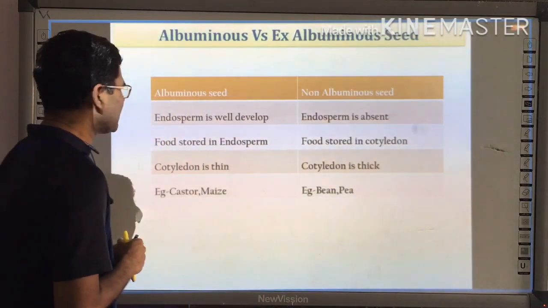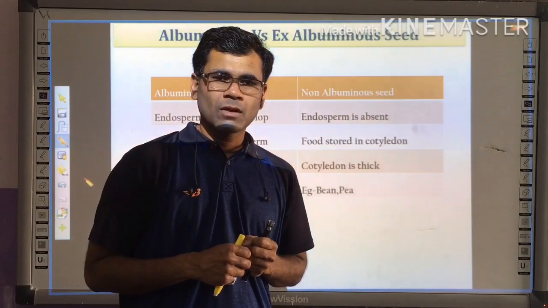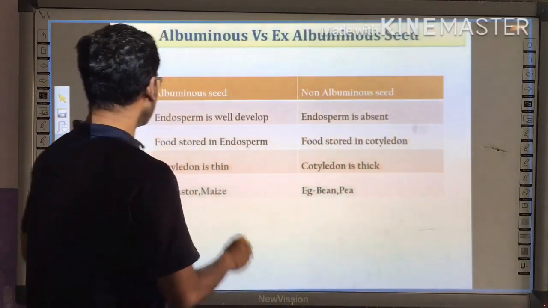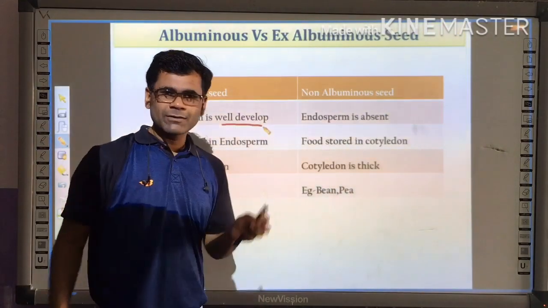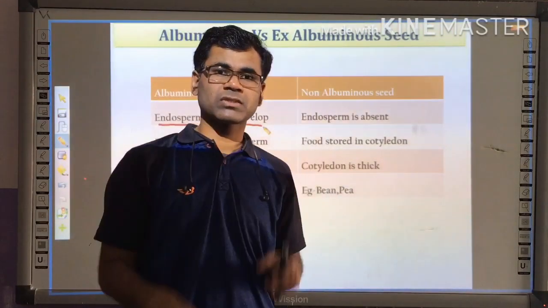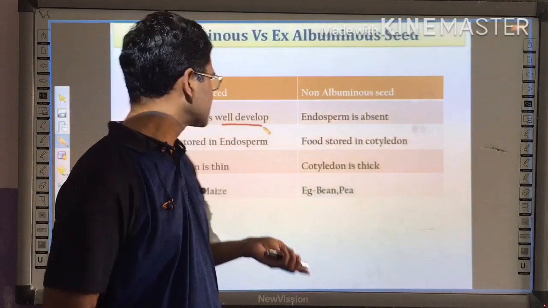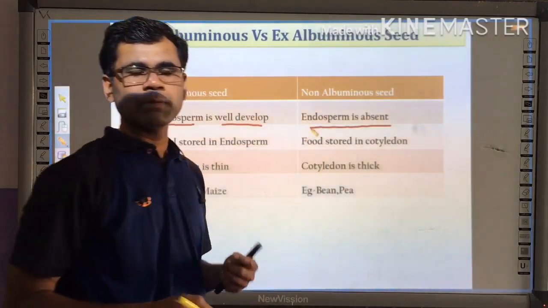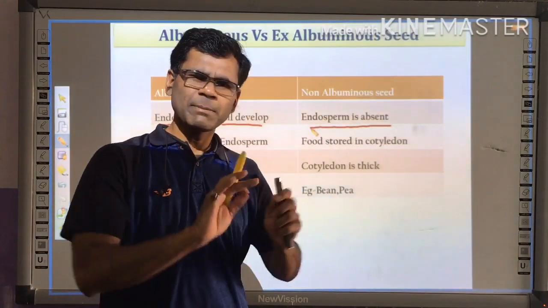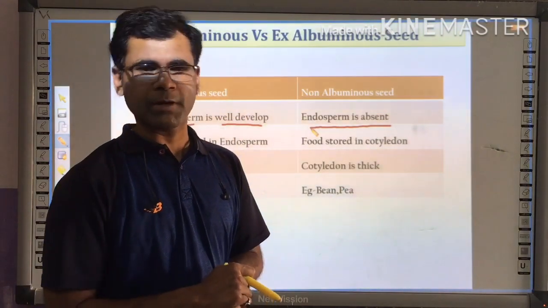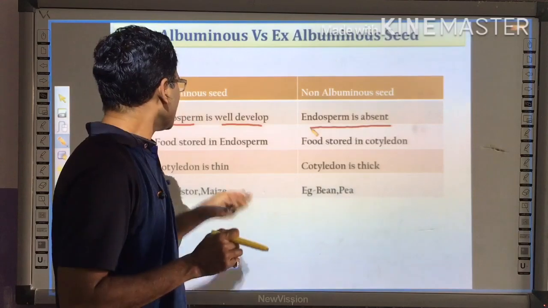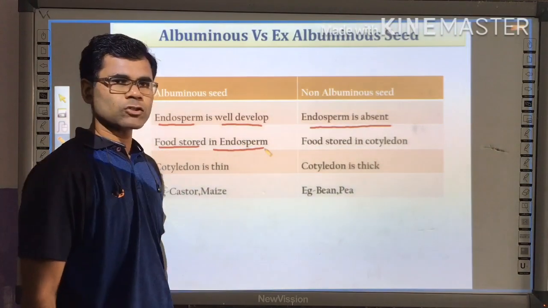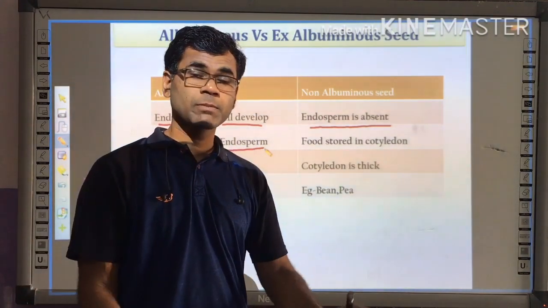The first one is albuminous and non-albuminous seed. We have discussed this in our previous video lecture also. Albuminous seeds are those in which the endosperm is well developed. After the growth of the embryo also, the endosperm persists and is well developed, and hence it is termed an albuminous seed. On the other hand, in a non-albuminous seed, the endosperm is completely absent. It is consumed by the developing embryo. When the endosperm is well developed, then definitely food storage takes place in the endosperm only.